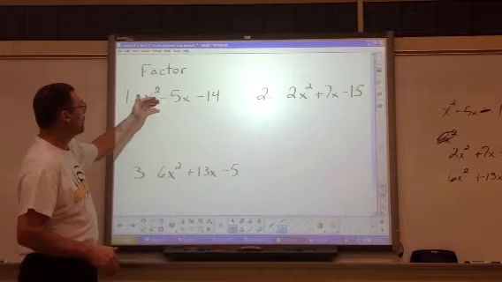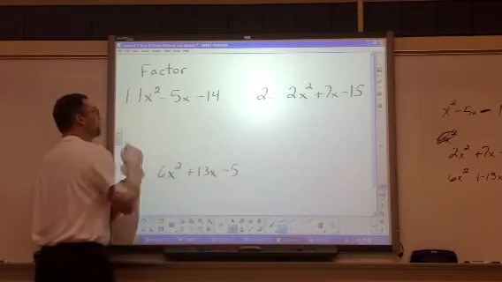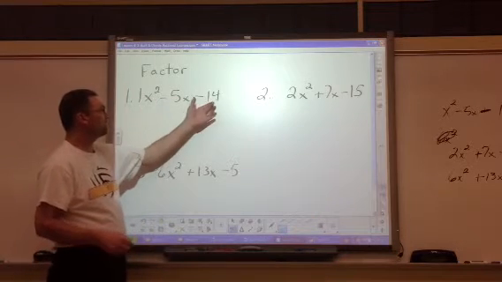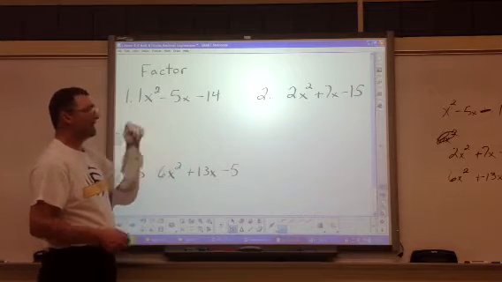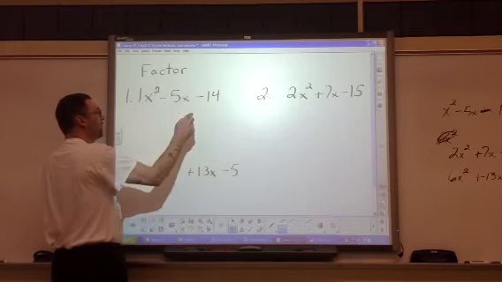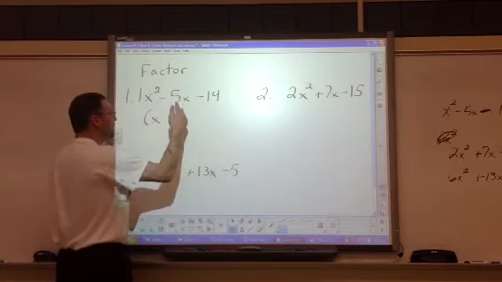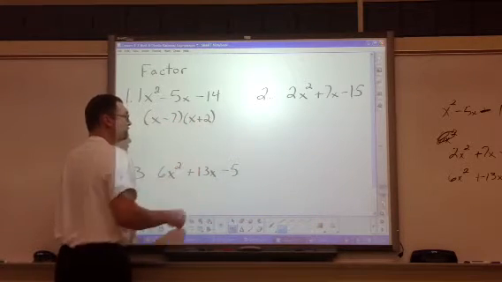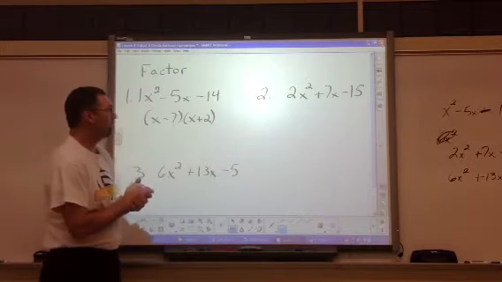So first of all, when I'm factoring a simple one where the coefficient of x squared is 1, then we are going to find the factors of negative 14, the last term. Then when I add them together, I get the middle term. So the factors of 14, when I subtract them, are 7 and 2, negative 7 and positive 2, so we get x minus 7 and x plus 2. So that would be the factorization for number 1.